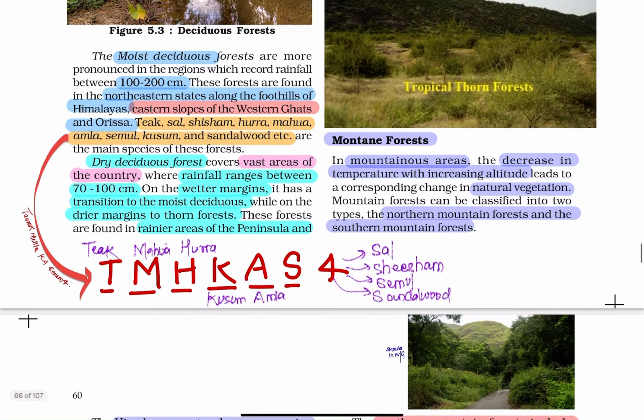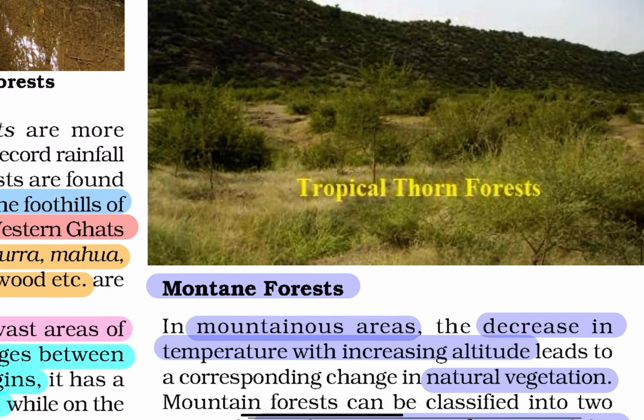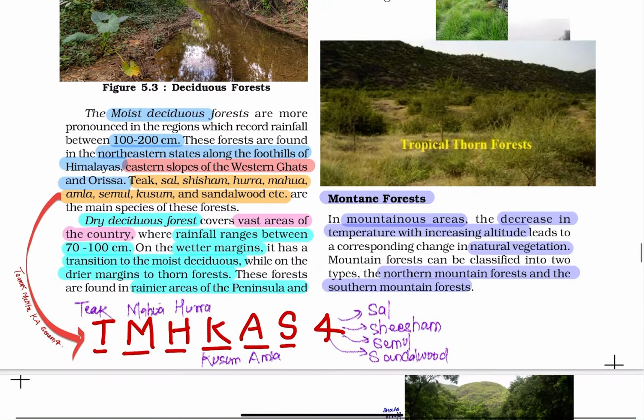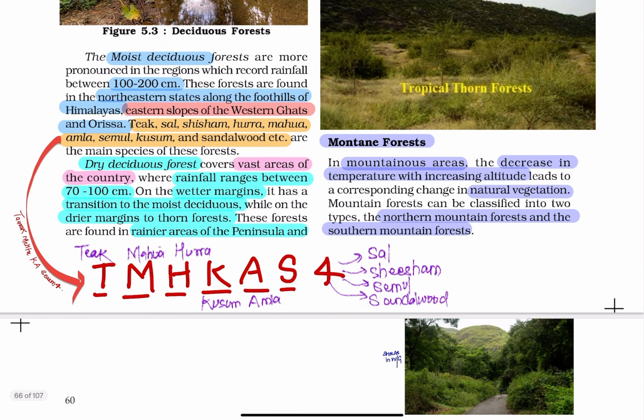Now the next is the montane forest. If you want, I can zoom in. This is the tropical thorn forest. I have pasted the real pictures of these types of vegetation so that we have clarity about these vegetations, right? In the next video we are going to cover the montane forest.